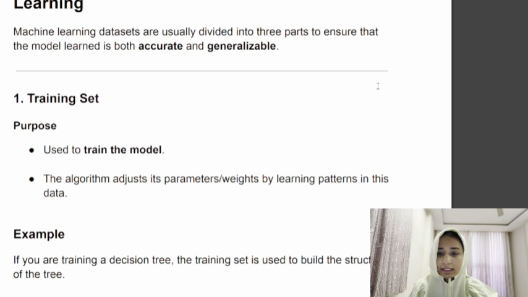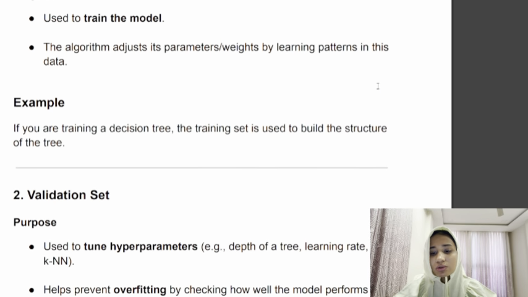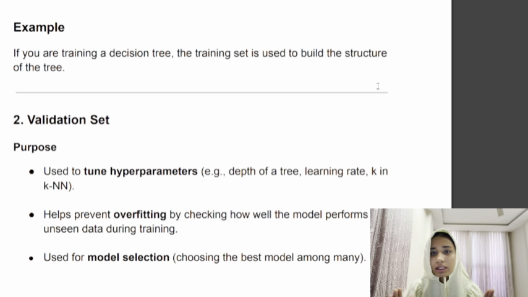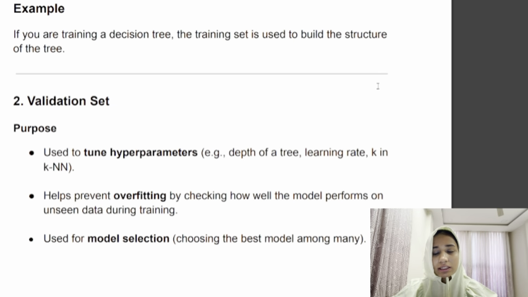First is the training set. What is the purpose of the training set? It is used to train the model. The algorithm adjusts its parameter weights by learning patterns in this data. Example: if you are training a decision tree, the training set is used to build the structure of the tree. This is the example of a training set.